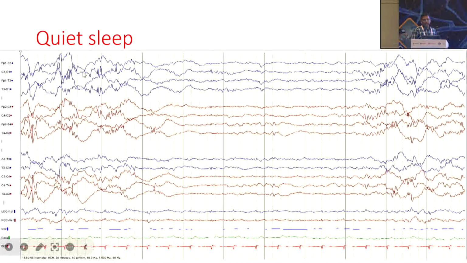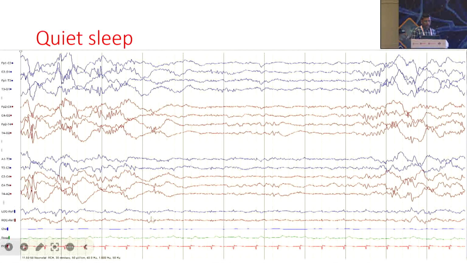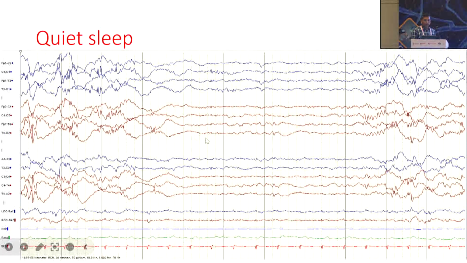Quiet sleep looks like this. Breathing is regular. You don't see any deviations on the respiratory channel. There is no chin movement. Eye movements are also not there. This is ECG artifact which is superimposed on many channels, but otherwise there are no eye movements. So breathing is regular, no eye movements, and the EEG is discontinuous. Can you appreciate the discontinuity?